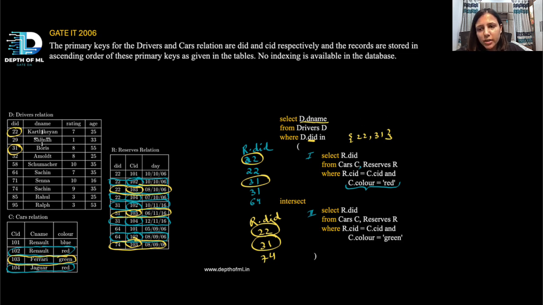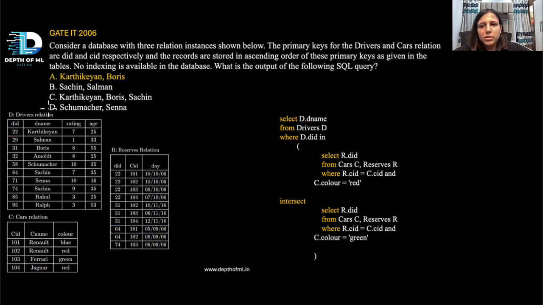The answer is Karthikeyan will be printed first because of the order. When we do a query, usually the results are printed in the order in which the table is already arranged, and they have already said that this is sorted by the DID. So 22 will be printed first and 31 next. So the answer will be Karthikeyan and Boris. Let's see which option this is. If you look at it, A is the first option, which is Karthikeyan and Boris. So this will be printed.